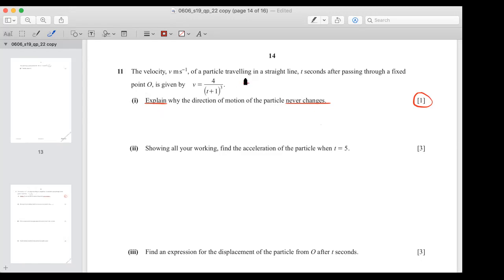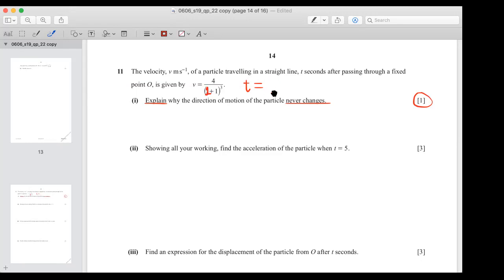To do this question, you don't really need to show working. But let's start with t equals 0. Let's substitute t equals 0 into this equation. So 0 plus 1 to the power of 3 is 1 to the power of 3. This makes v equal 4 when t equals 0. Now let's change it up a bit. Let's put 1 instead. 1 plus 1 is 2, 2 to the power of 3 is 8, so 4 over 8 is 1 over 2.